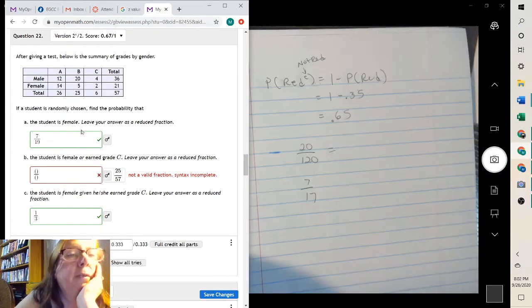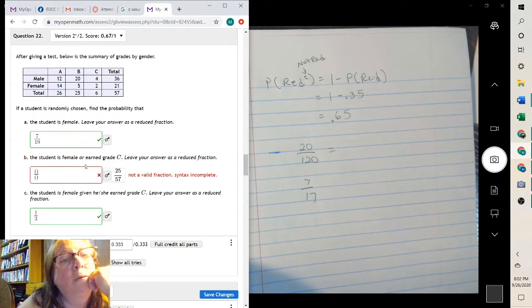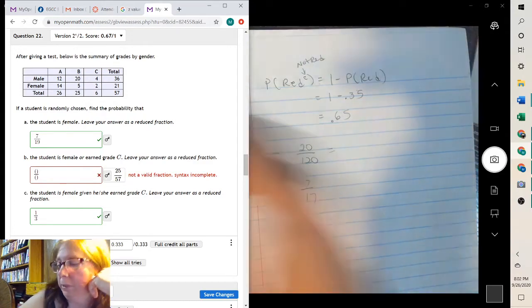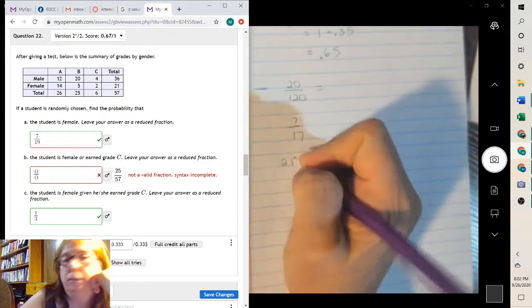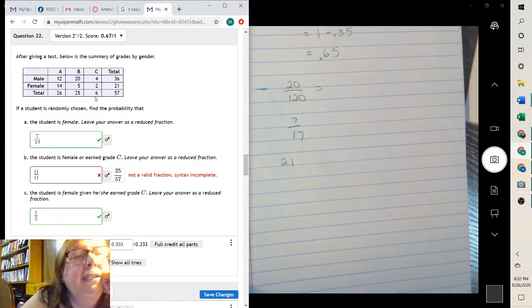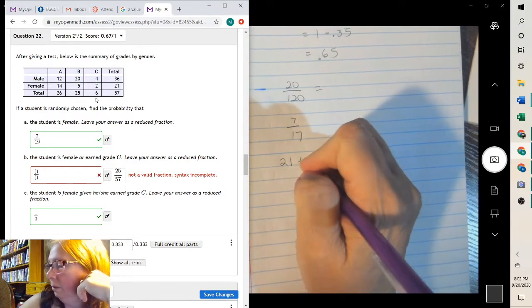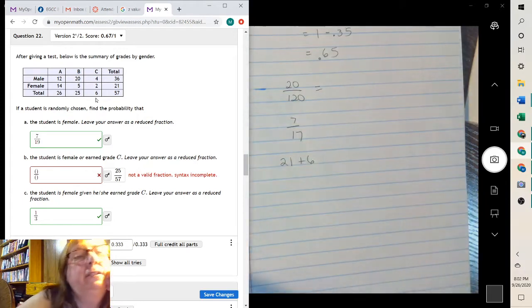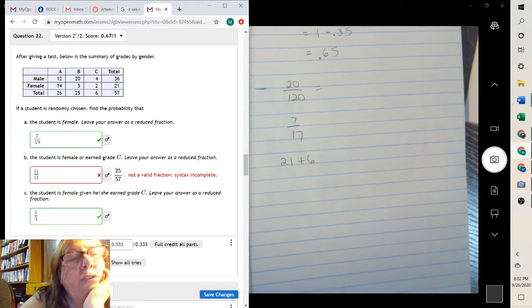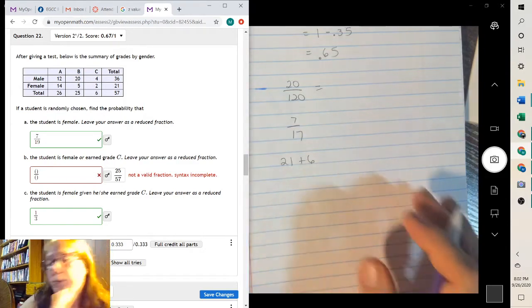The student is a female, which you have right. When you're looking at the female, it was 21 out of the 57, which reduced. Because we were talking about any randomly selected one. But then when we go here, the student is female or earned a grade of C. Female is 21. Earned a C is 6. So it's 27 out of the total, but we added this 2 in twice when we went across and we went down. So you have to subtract the intersection.